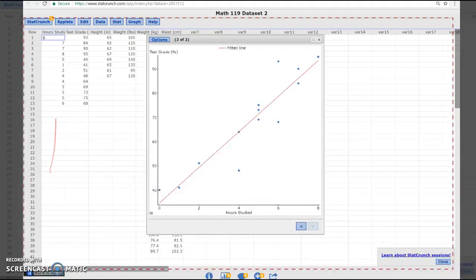If I go back, I know what all of my x's are. Here are all my x's, hours studied. Hours studied was my x-axis. And I know all of my y's. This is the test grade. So these are all of my y's.